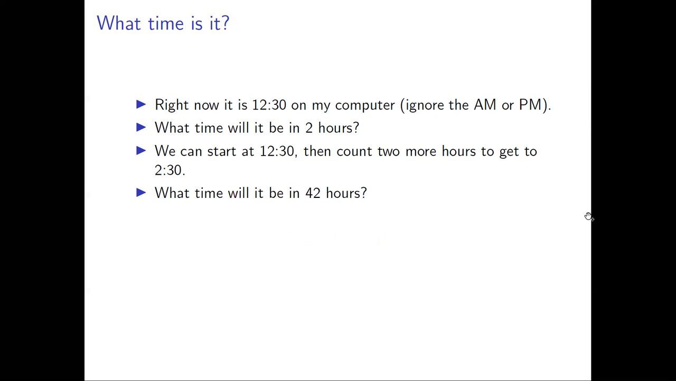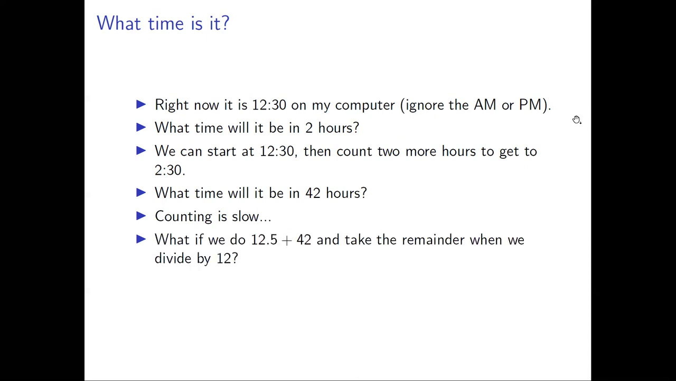A slightly more difficult question would be, what time will it be in 42 hours? To do this, if we tried counting, it would be a little too slow. Instead, we could take 12.5 plus 42, where the 12.5 represents 12:30, and that 42 represents 42 hours. And then we just take the remainder when you divide that sum by 12.